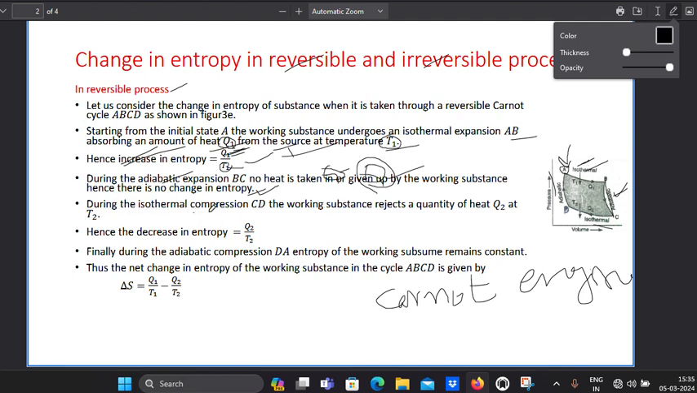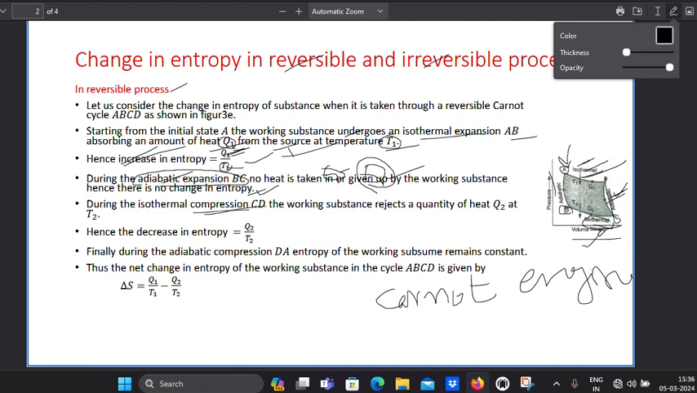During the isothermal compression, as I told you just now, the first two are expansions. Now let me start the compression. It is isothermal compression, quite opposite to the isothermal expansion. During the isothermal compression C to D, we are moving in the backward direction, which means the volume is decreasing in this direction.